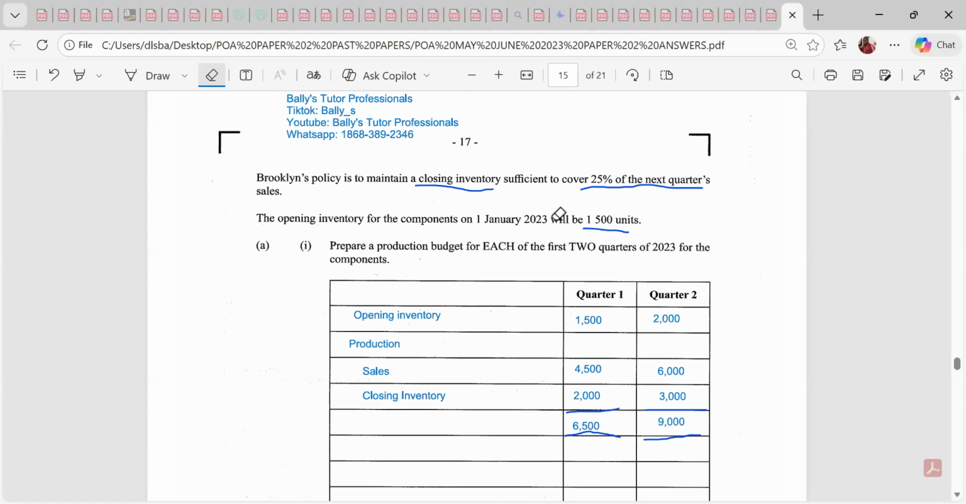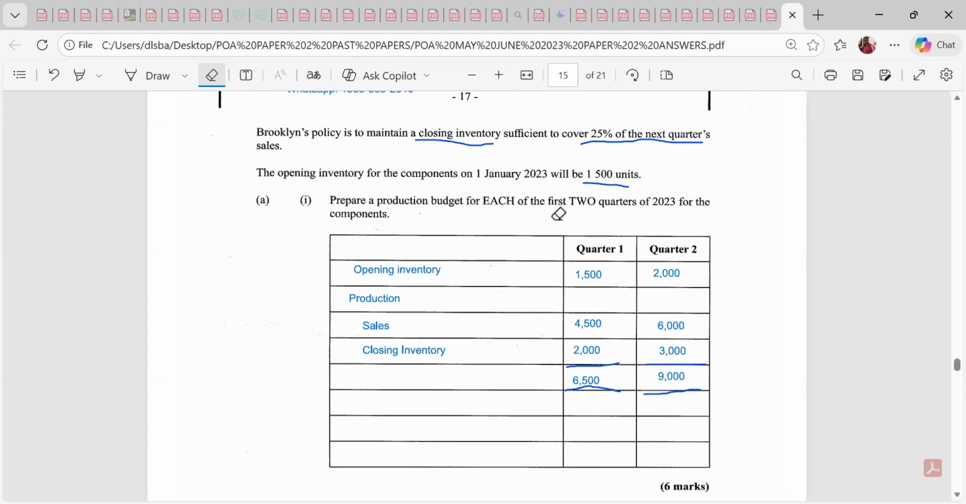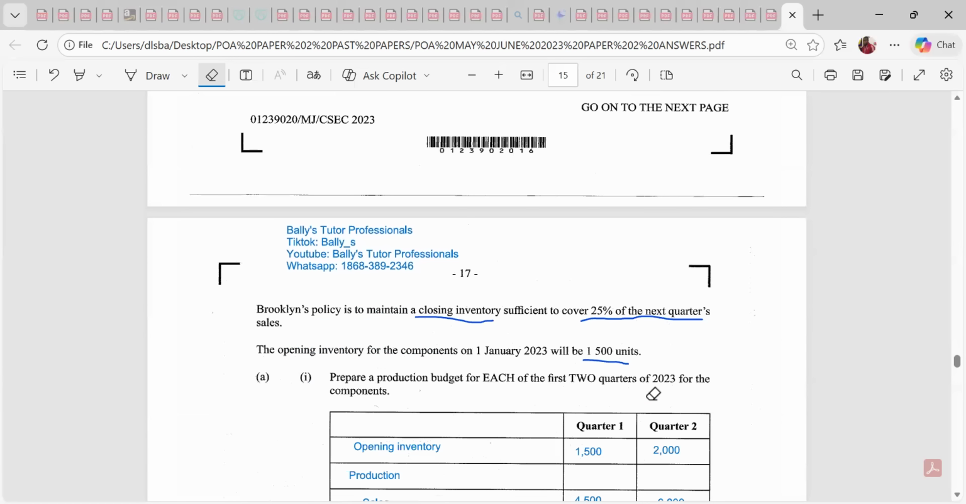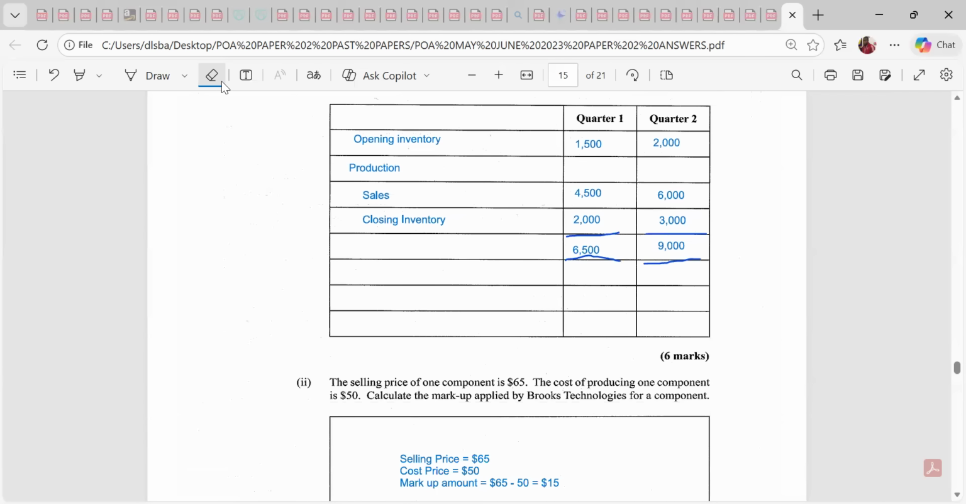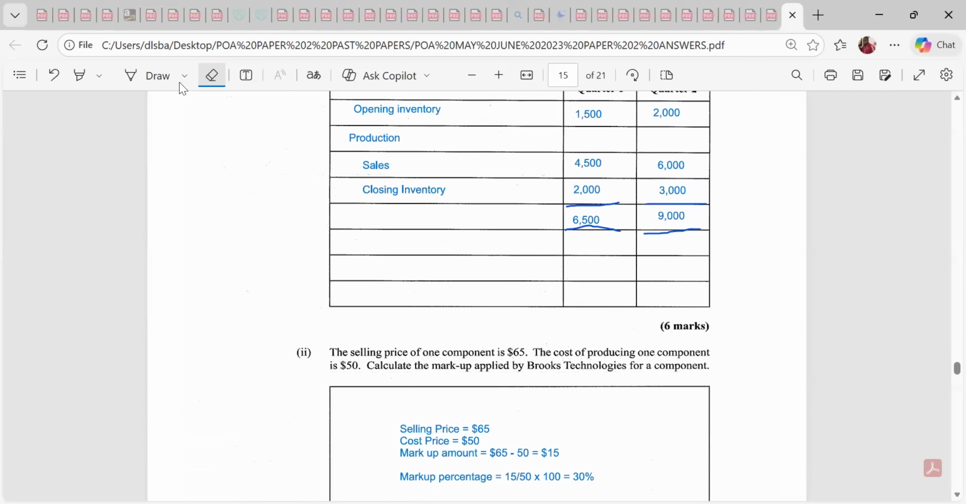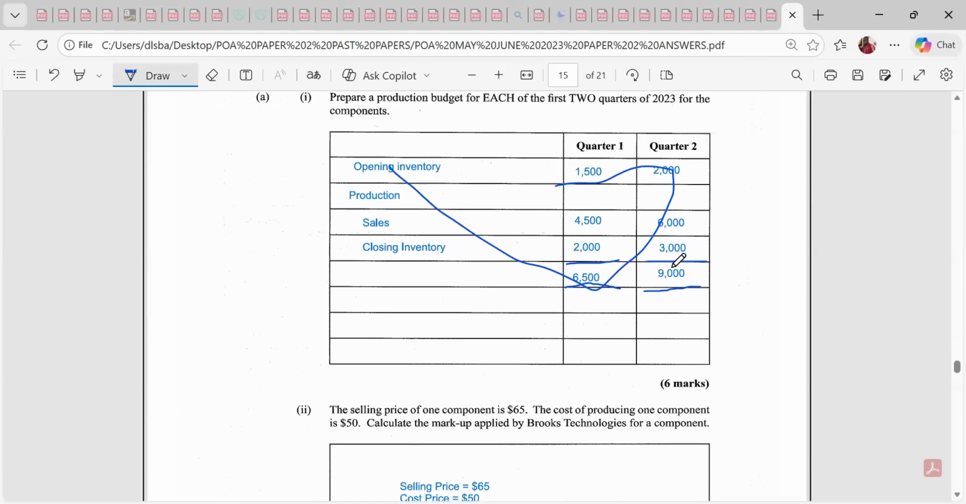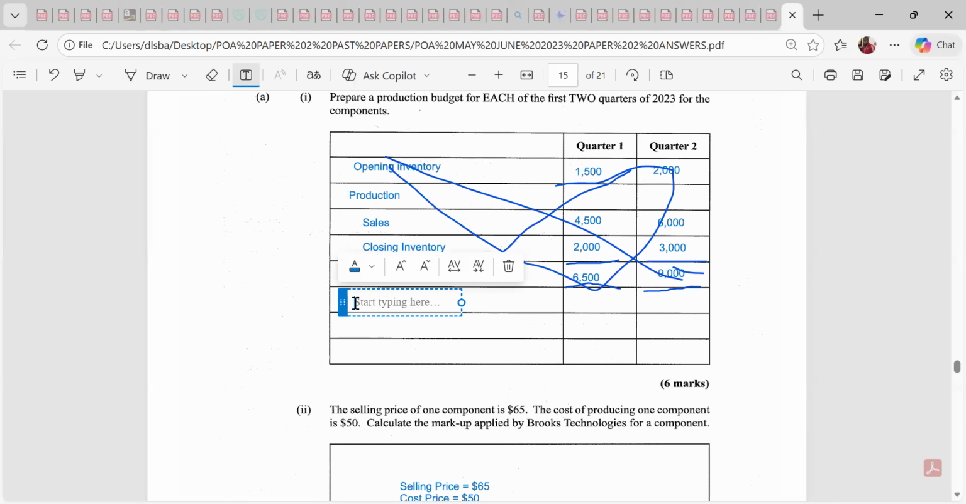Brooklyn's policy is to maintain a closing inventory sufficient to cover 25% of next quarter's sales. Prepare a production budget for the first 2 quarters. So, I need 6,000 in the first quarter, right? I need 6,000 to sell. I'm gonna do this in a much easier way to understand than what I have here, right? So quarter one. I need 6,000 to sell in the first quarter.